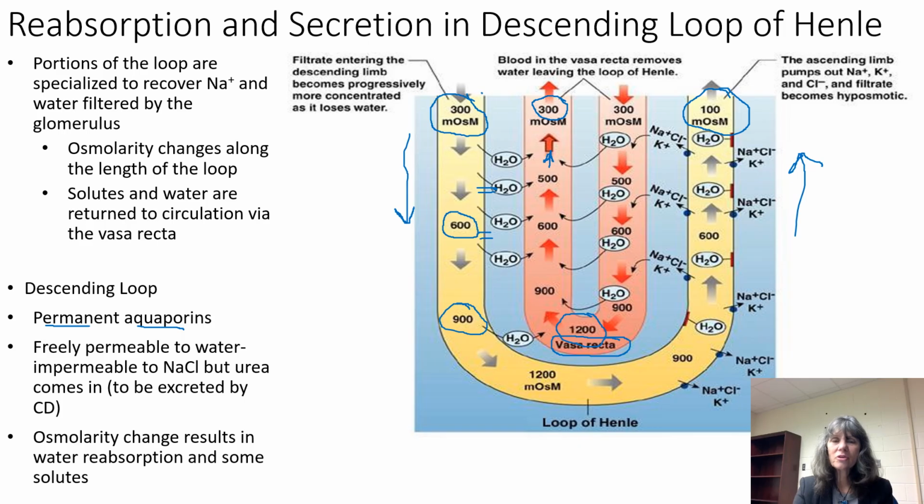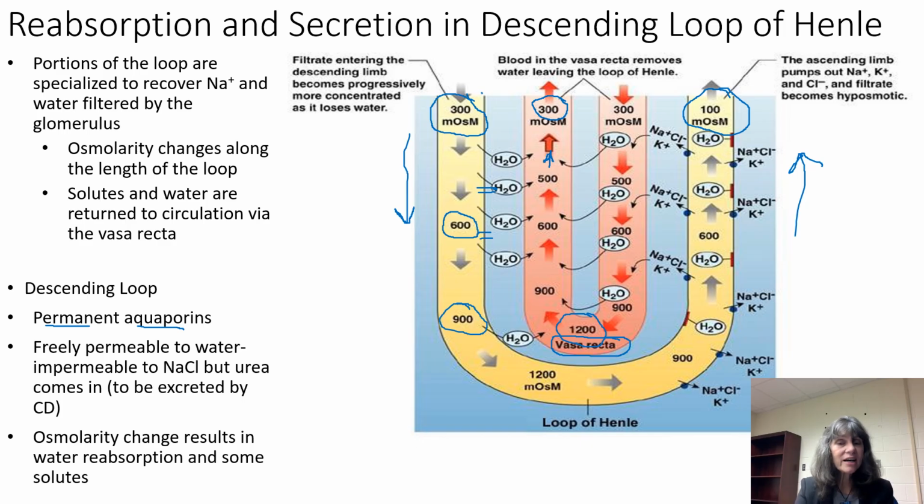Okay, so we're losing water from the descending limb of the loop of Henle to the vasa recta, so it's going into the bloodstream. So that's how we get water from the urine back into the bloodstream. Remember, we filter 180 liters per day, but we're reabsorbing 179 of that approximately. So the descending loop is freely permeable to water, impermeable to sodium chloride.